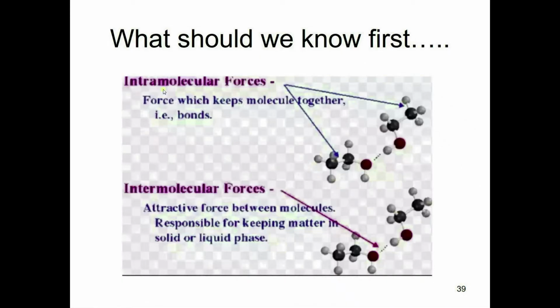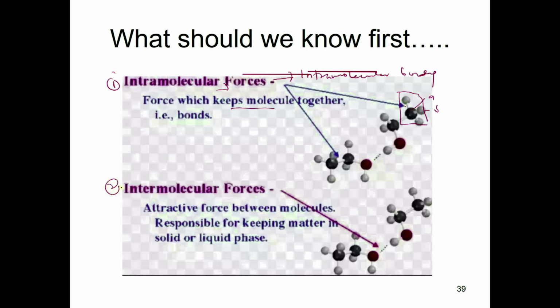Talking about when you want to form the material or matter from atoms, there are two types of forces that exert on the atoms and molecules. One is called intramolecular forces, which gives the intramolecular bonding. This is the force that keeps atoms together within the molecule. So you have atom A and atom B, and to form this molecule, you have intramolecular bonding.